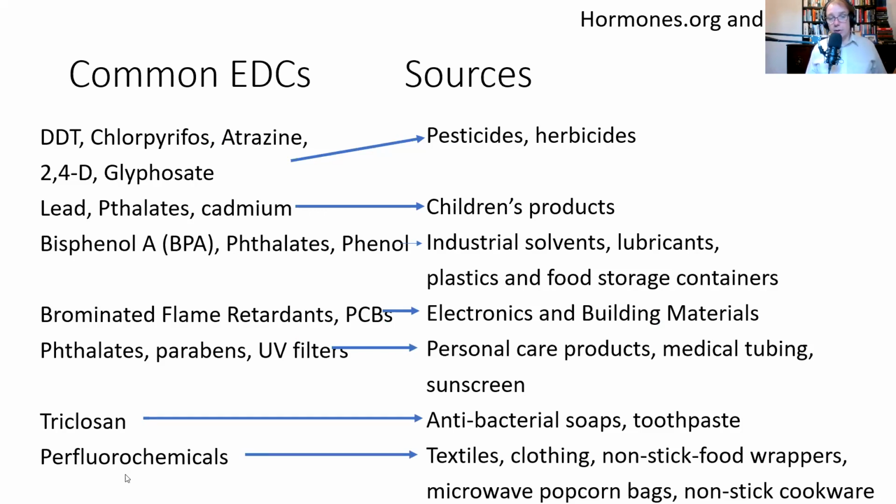Industrial solvents, lubricants, plastics, and food storage containers can have phenol, phthalates, and bisphenol A, especially. Brominated flame retardants and PCBs are usually found in electronics and building material. Phthalates, parabens, and UV filters can be found in personal care products, medical tubing, and sunscreens. Triclosan is in antibacterial soap and toothpaste, and perfluorochemicals are in textiles, clothing, non-stick food wrappers, microwave popcorn bags, and non-stick cookware. So you want to avoid microwave popcorn.